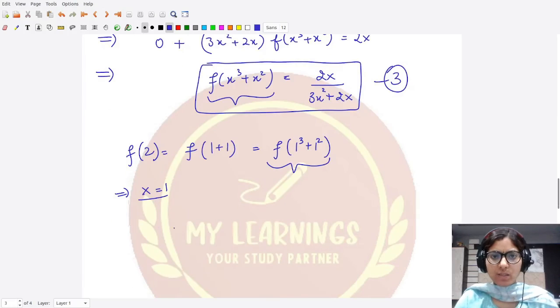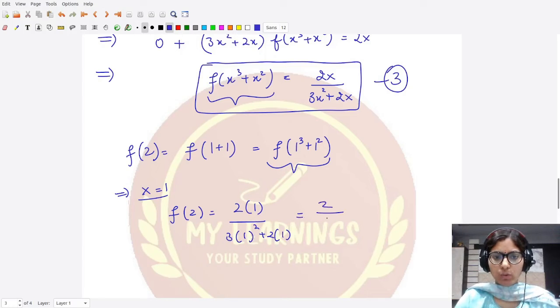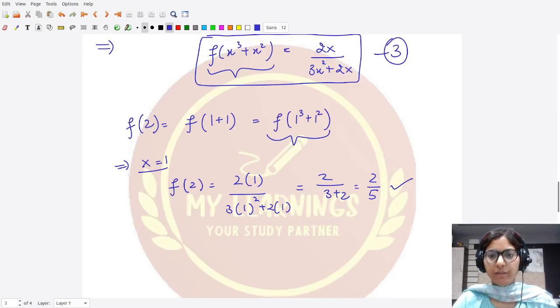If x is equal to 1, what is the value of f of 2? It is equal to 2 into 1. In place of x, we are writing 1. So you have 2 into 1 divided by 3 into 1 square plus 2 into 1. So that is equal to 2 divided by 3 plus 2. So that is 2 by 5. So you have the value of f of 2 as 2 by 5, right?